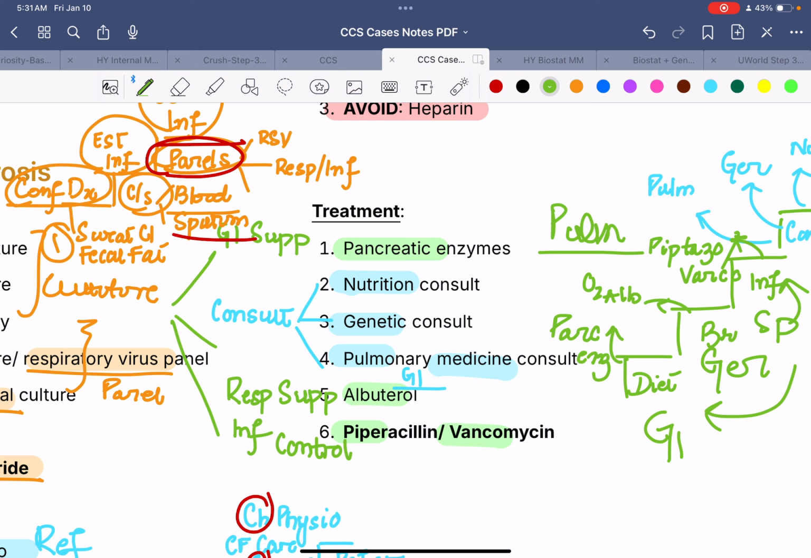So first of all, for the supportive treatment, what can you do? You can help to improve the breathing by giving oxygen or albuterol, right? And then for the GI treatment, one thing is the pancreatic enzymes, right? And for the pulmonary treatment, for the control of infection, you can give piperacillin and vancomycin, right? So these are the three steps: supportive treatment with oxygen or albuterol, the GI or dietary supplementation with pancreatic enzymes, and the pulmonary treatment of infection with piperacillin or vancomycin.